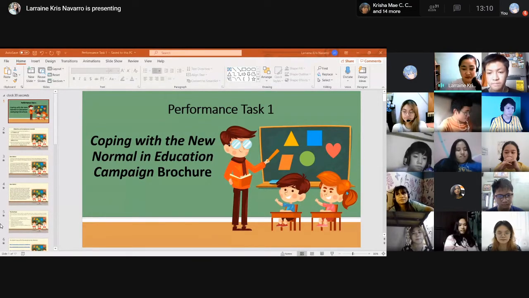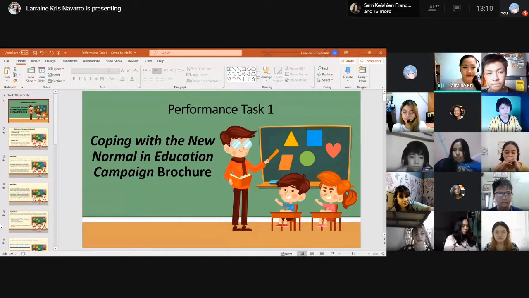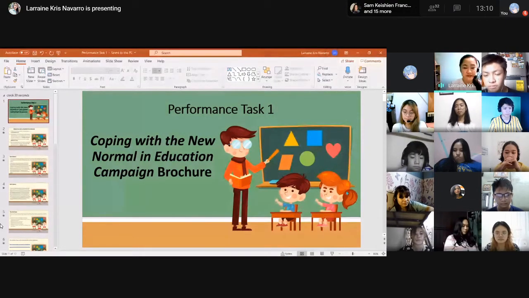Wherein you can browse or read information about a certain topic or certain idea. So that's a brochure. And that's what you're going to do in Performance Task Number 1: coping with the new normal in education.